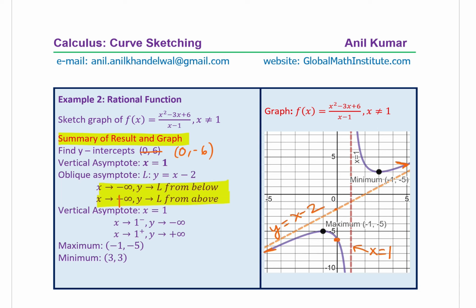Now, for the vertical asymptote, we analyzed that when approaching from the left side of 1, you go to negative infinity, and from the right-hand side, you approach positive infinity. Then we have two critical points, a local maximum at (-1, -5) and a minimum at (3, 3). Perfect. That is how you get the graph of your rational function. I hope you understand that when you are working with rational functions, the critical thing is the asymptotes and the behavior near asymptotes.